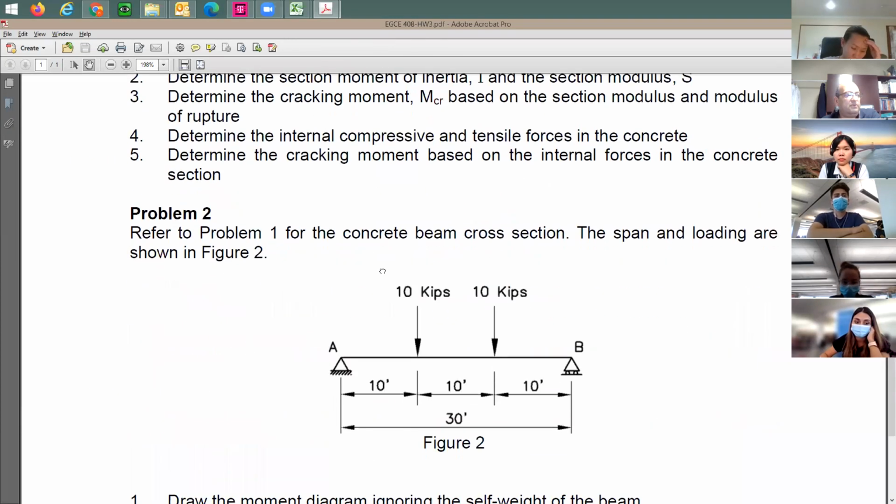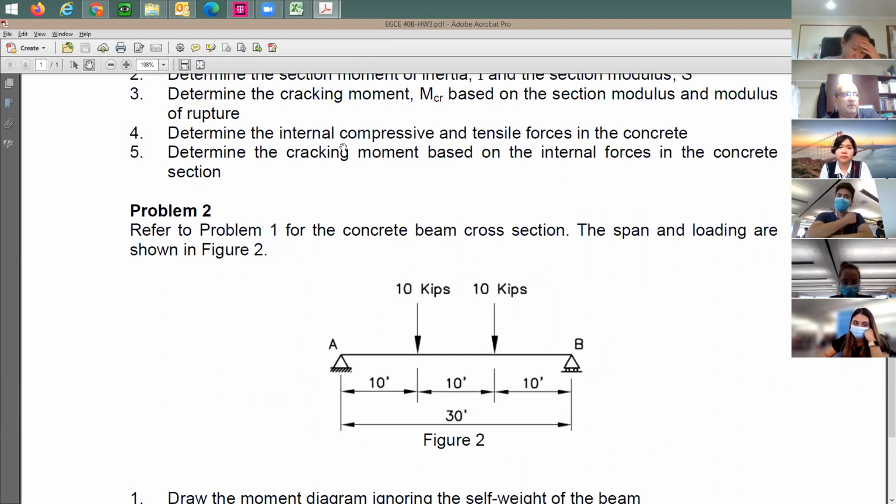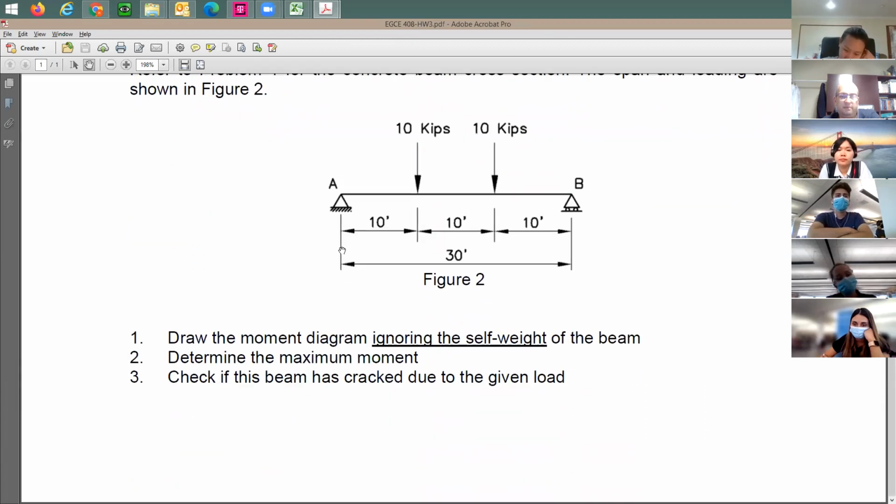In this problem number 2, it says, go back to problem number 1 for this concrete beam cross section. The span and loading are shown in figure 2. Here we go. Here's the span, 30-foot span, 2-point loads, 10 kips and 10 kips, right at the third points. And then it says here, draw the moment diagram ignoring the self weight of the beam. So self weight of the beam is not to be considered here.